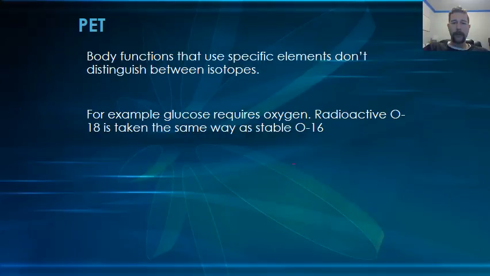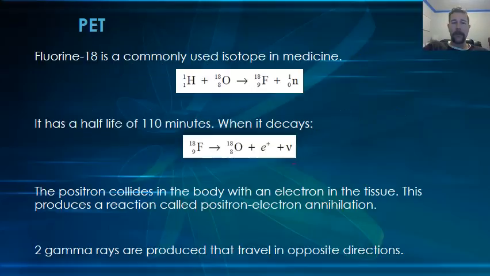So a bit of background about how the body works. The body doesn't distinguish between isotopes when it's performing its functions. So for example, if glucose requires oxygen, the body will take either the radioactive oxygen or a stable oxygen, whatever it can get its hands on. Fluorine-18 is a commonly used isotope in medicine, and it is created by firing a proton at an oxygen atom, as shown in the top nuclear reaction. Now this fluorine-18 has a half-life of 110 minutes, and when it decays, it produces a positron. This positron collides in the body with an electron in the tissue.